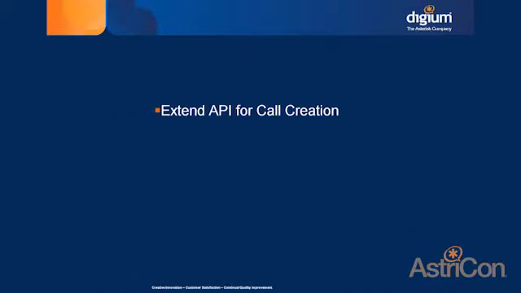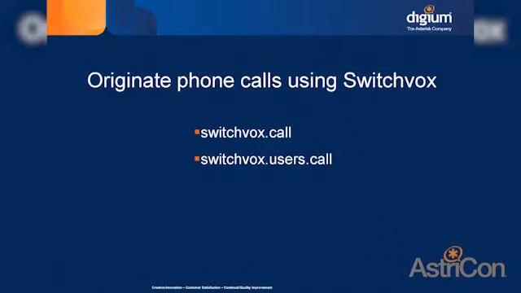So let's talk about Extend API for call creation. This is what lets you originate phone calls using Switchvox. So it's part of core methods, and you'll see it there. It's switchvox.call and switchvox.users.call. Switchvox.call just creates a call in the system between two extensions or two external numbers, and switchvox.users.call makes a call in the system between the user's extension. So you're doing this as a user with all of the subsequent permissions and everything else to another extension or an external number. So just a slight, subtle difference in there, and you can check in the documentation and see the different parameters those things take.